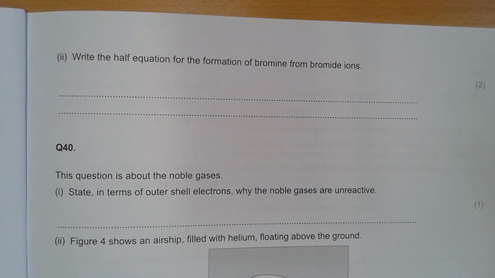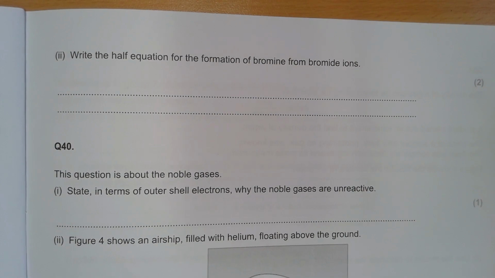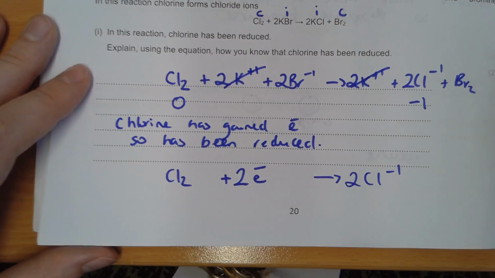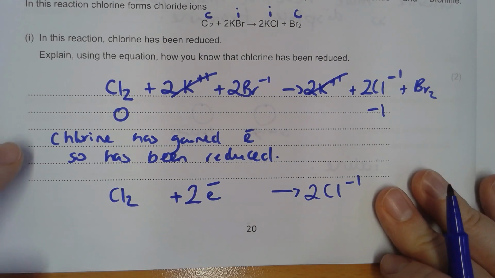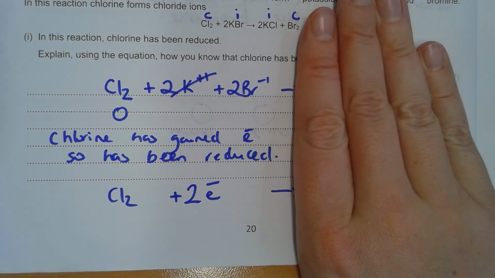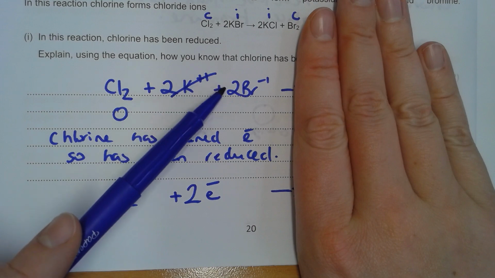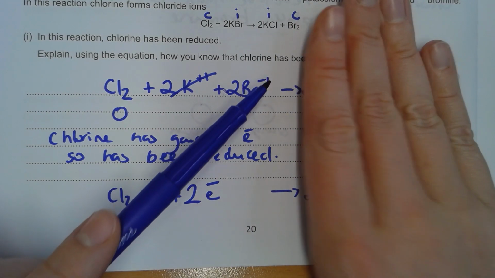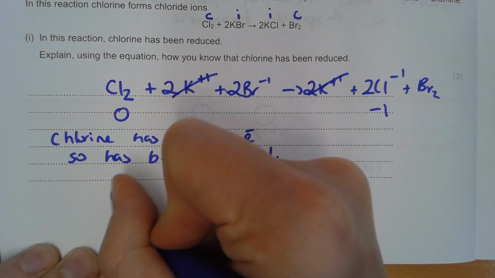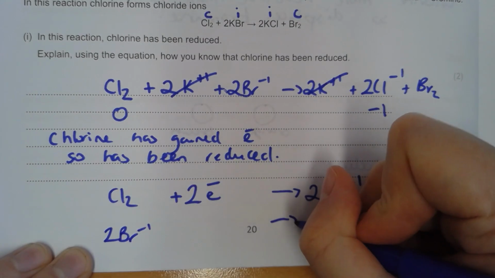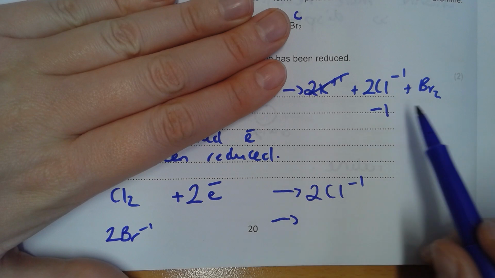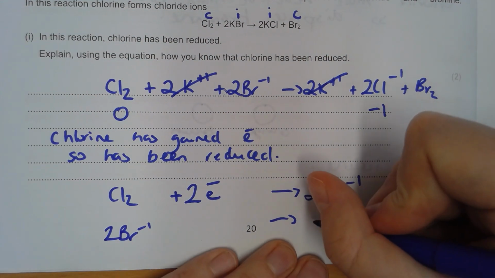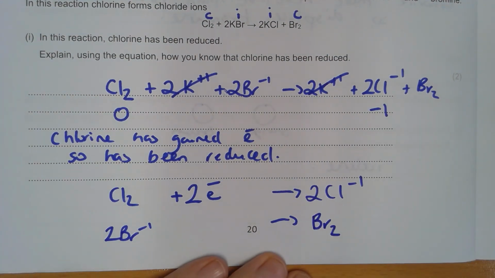Now the next question asks you to write a half equation for the formation of bromine from bromide ions. Okay, so again, if you go back here to your equation, if I want to write the half equation for bromine, I look at the left hand side of my equation. What does bromine look like? Right, it looks like 2Br-. So I write 2Br-. I look at the right hand side of my equation. What does bromine look like? On the right hand side it's Br2. So I write down Br2.